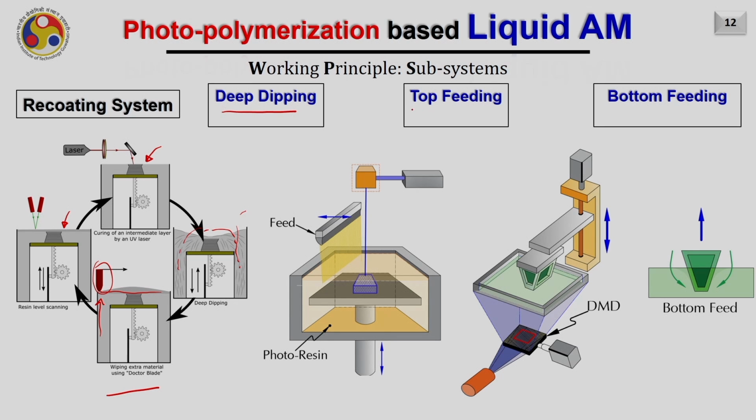Another subsystem is called as top feeding. In the case of top feeding, we have a hopper here and there is a small slit in the hopper. As the liquid photopolymer is fed here, the photopolymer falls like a curtain, and as this thing moves forward, it spreads the layer on the bottom side. Hence, we are feeding the material from the top side. That is why it is called as top feeding.